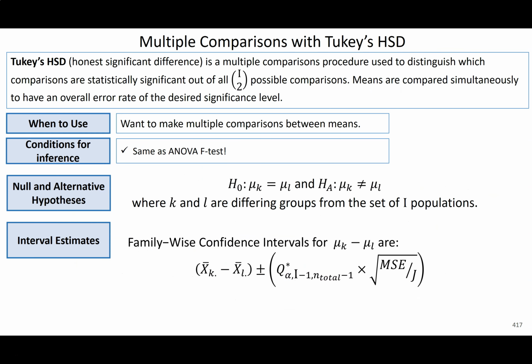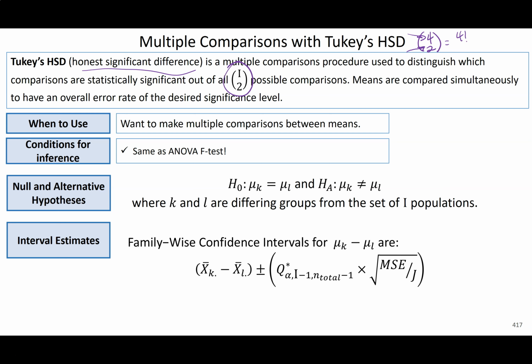So multiple comparisons with honest significant difference. Tukey, I don't even remember how long ago he was alive. It was a while ago. Multiple comparisons procedure. And so there are I choose 2 possible comparisons. So in the example we're doing, 4 choose 2, because we have 4 groups. We want to know every possible way we can pick a pair out of those 4.